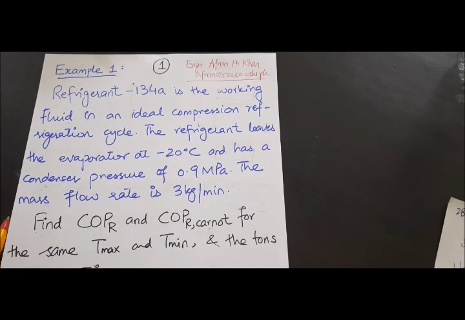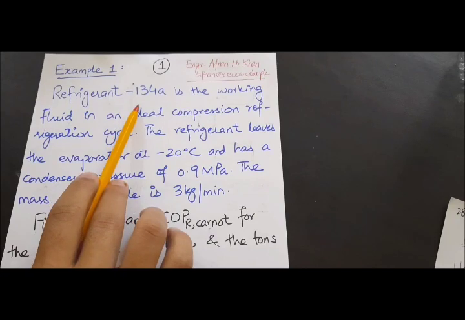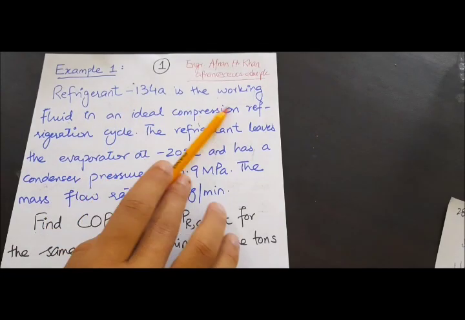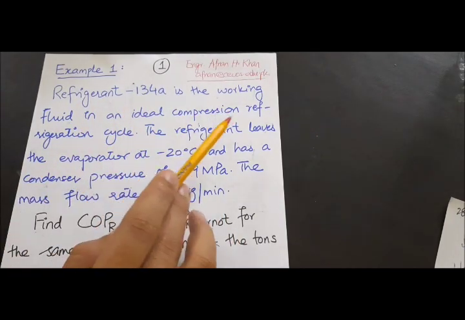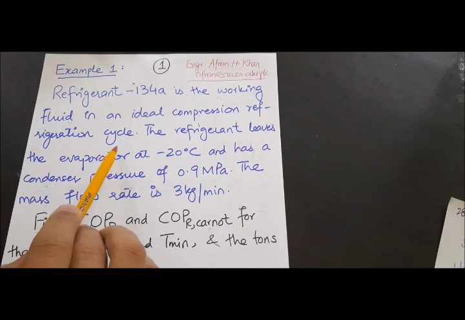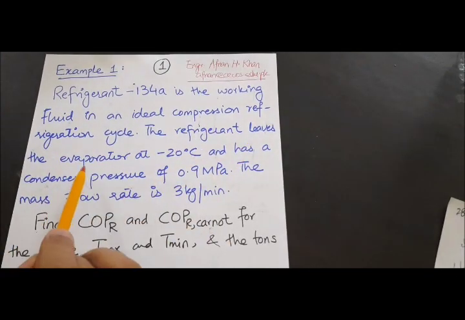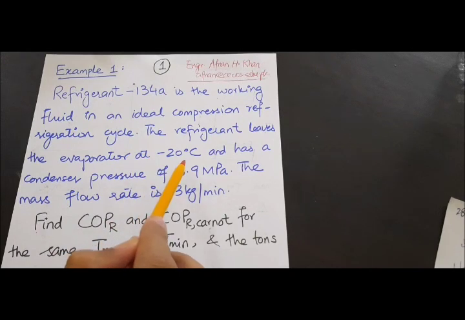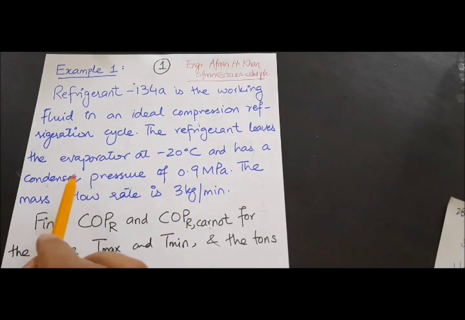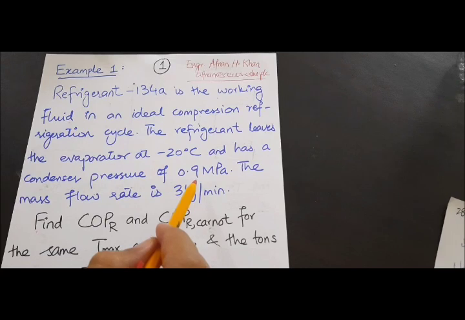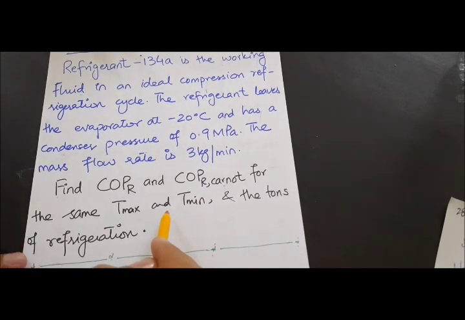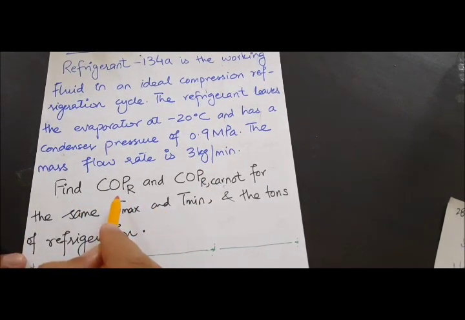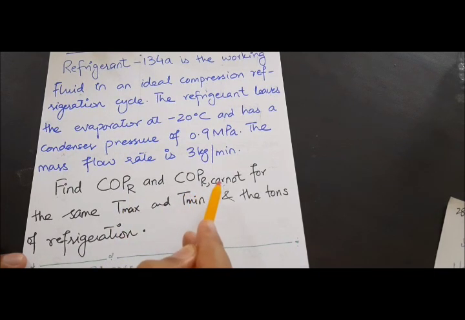Refrigerant 134A is the working fluid in an ideal vapor compression refrigeration cycle. The refrigerant leaves the evaporator at minus 20 degrees Celsius and has a condenser pressure of 0.9 megapascal. The mass flow rate is 3 kg per minute. Find the COP, coefficient of performance, for the refrigeration, and the COP of the Carnot cycle.